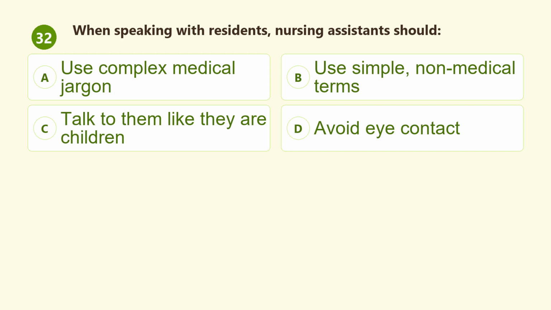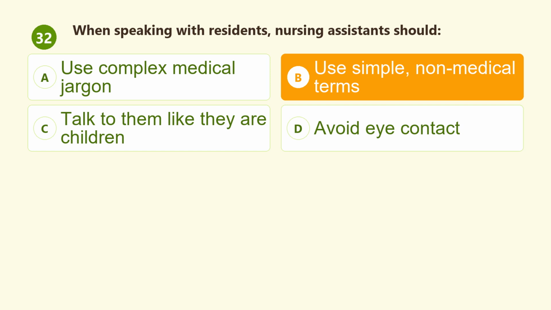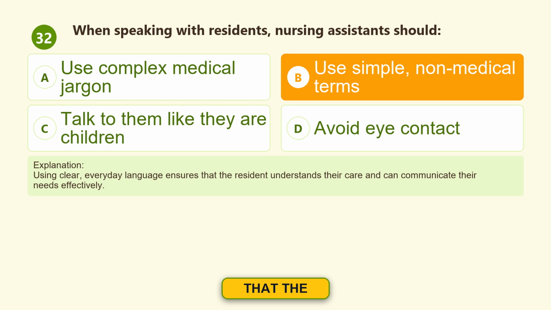Question 32. When speaking with residents, nursing assistants should: Option A, use complex medical jargon. Option B, use simple, non-medical terms. Option C, talk to them like they are children. Option D, avoid eye contact. The correct answer is option B. Use simple, non-medical terms. Using clear, everyday language ensures that the resident understands their care and can communicate their needs effectively.